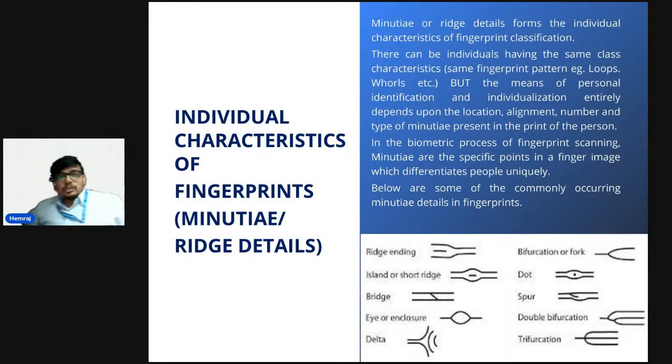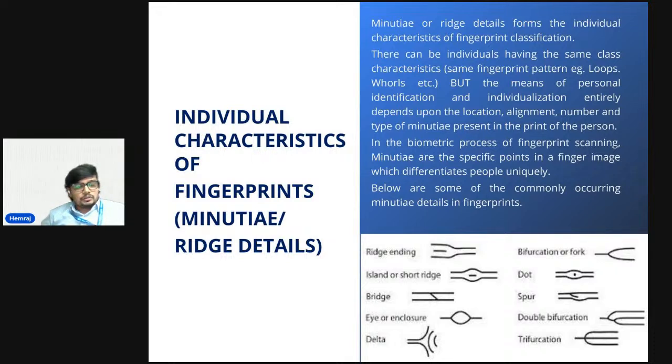So before going to the individual characteristics of a fingerprint, I would say that at the crime scene we will not be getting a visible fingerprint. When you touch something, let's suppose there is nothing in my hand, no ink, nothing, and I am touching this paper. Here, my fingerprint is there, but it is not visible.